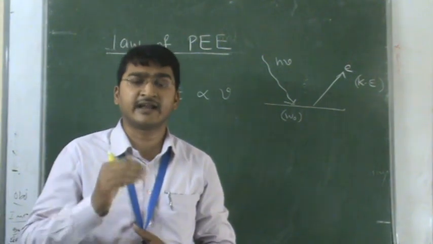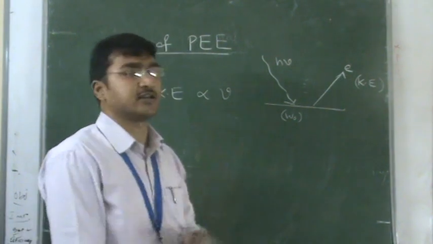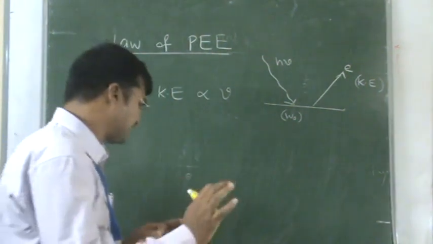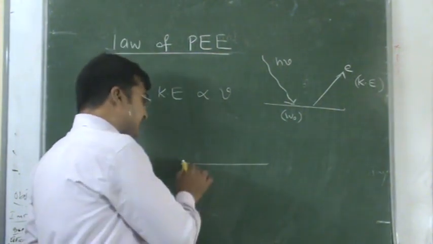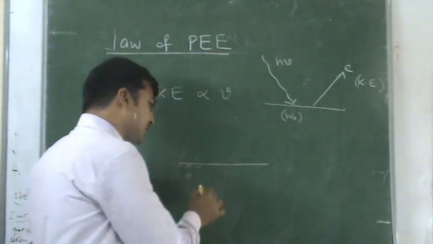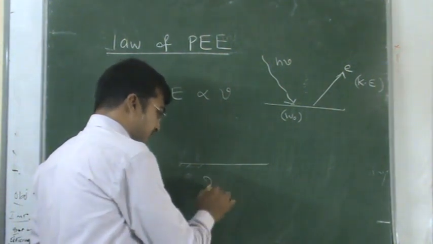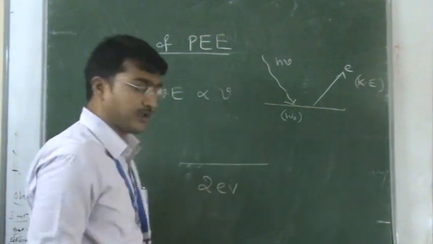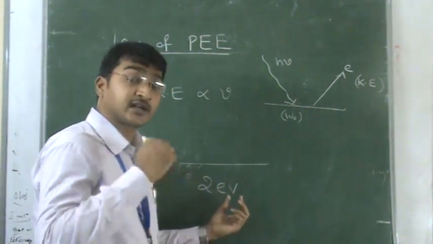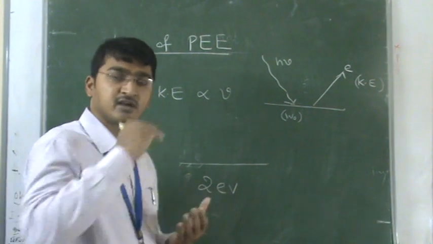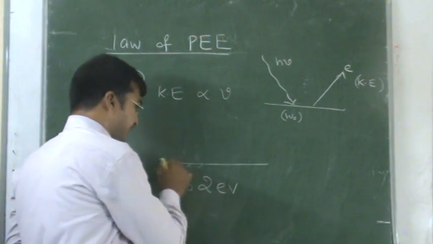If the incident light frequency increases, kinetic energy also increases. I will give one simple example. Let us assume there is one metal which has a work function of 2 electron volts. Electron volt is the energy unit; here we measure energy in electron volts because the quantities are small, and we can't measure them in joules. So 2 electron volts is the work function of this metal.